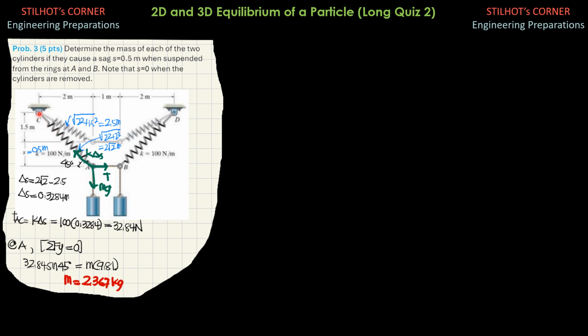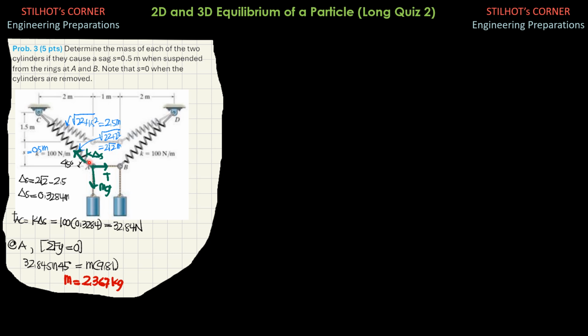So the normal length of the spring is the square root of 2 squared plus 1.5 squared, so it is 2.5 meters. In this stretched length of the spring, because S is 0.5, vertically it is 2 meters, horizontally 2 meters. Therefore, the length of AC is the square root of 2 squared plus 2 squared, so it is 2 square root of 2 meters.